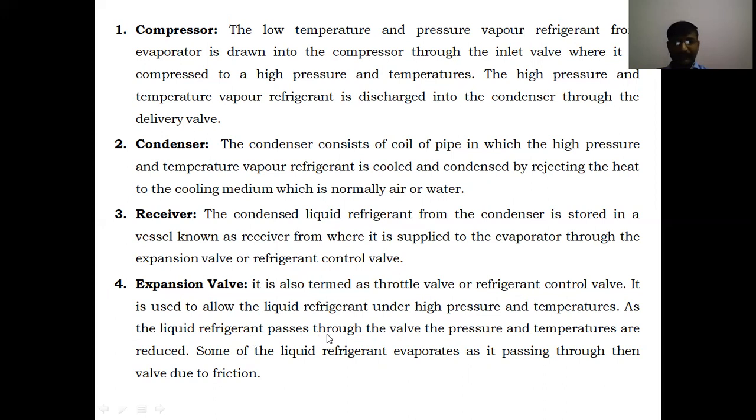As the liquid refrigerant passes through the valve, the pressure and temperature are reduced. Whenever the expansion takes place in the expansion valve, the pressure and temperature are reduced. Some of the liquid refrigerant evaporates as it passes through the valve due to friction between the liquid and the valve. That's why the condition of the refrigerant after the expansion valve is wet vapor. That is, the liquid and vapor mixture is called wet vapor.